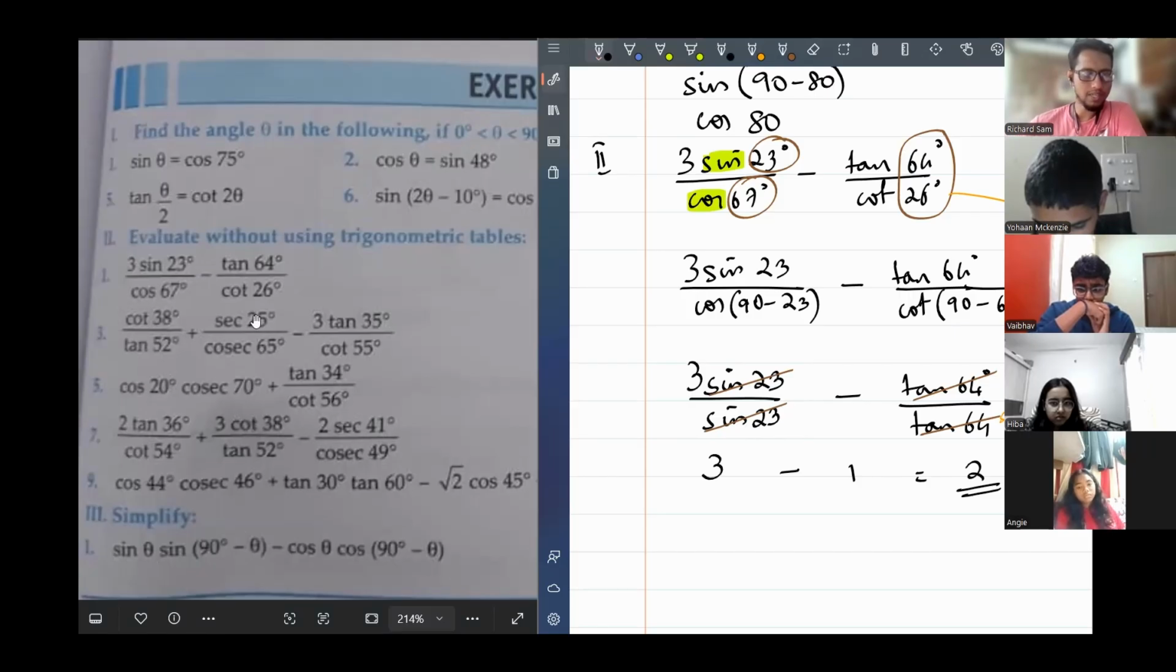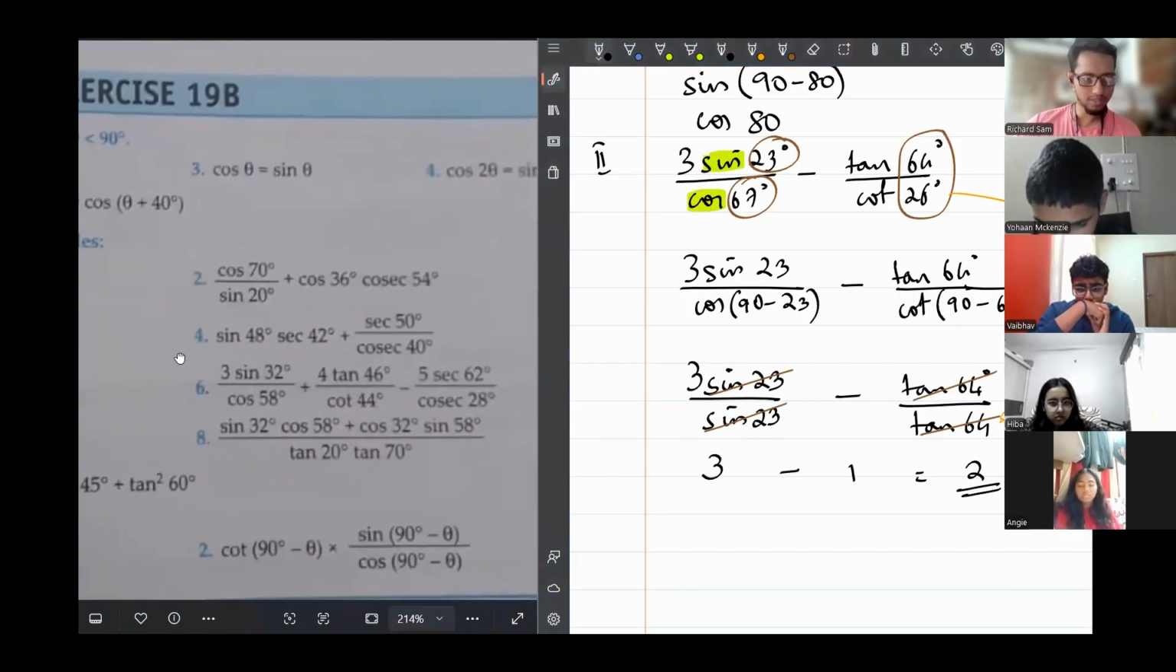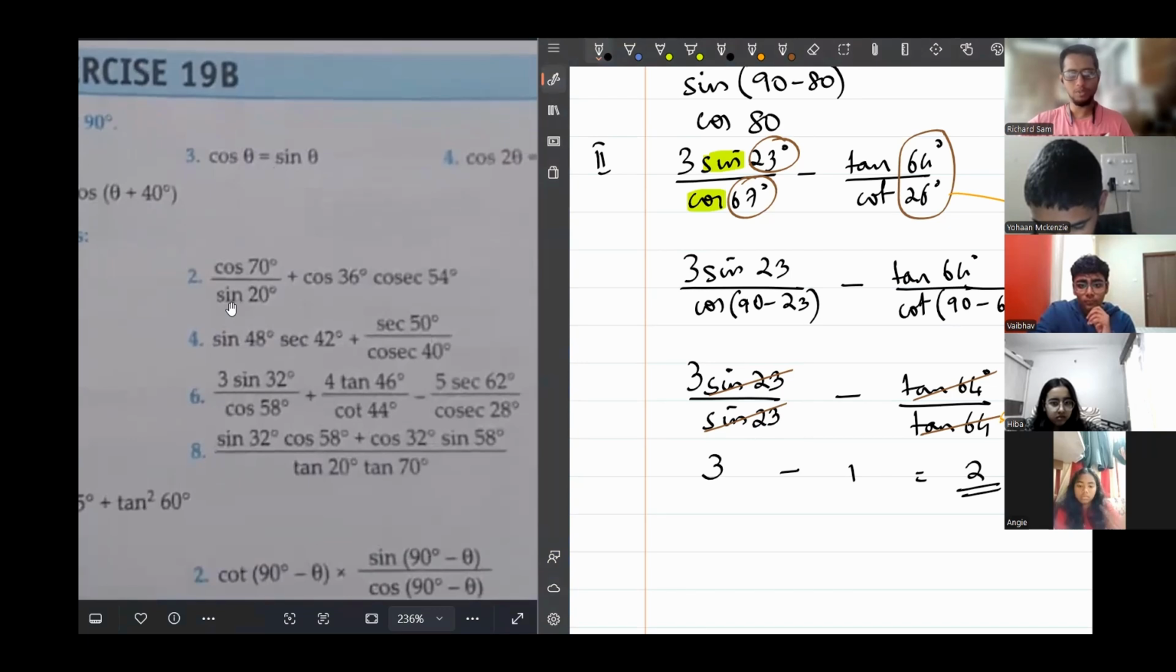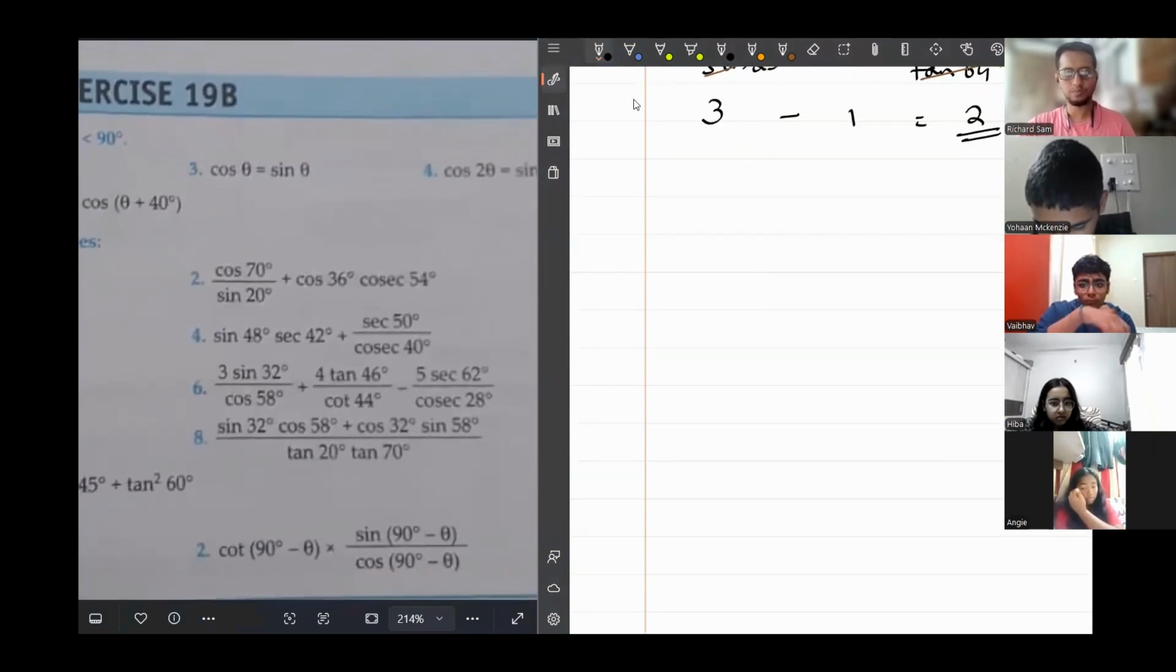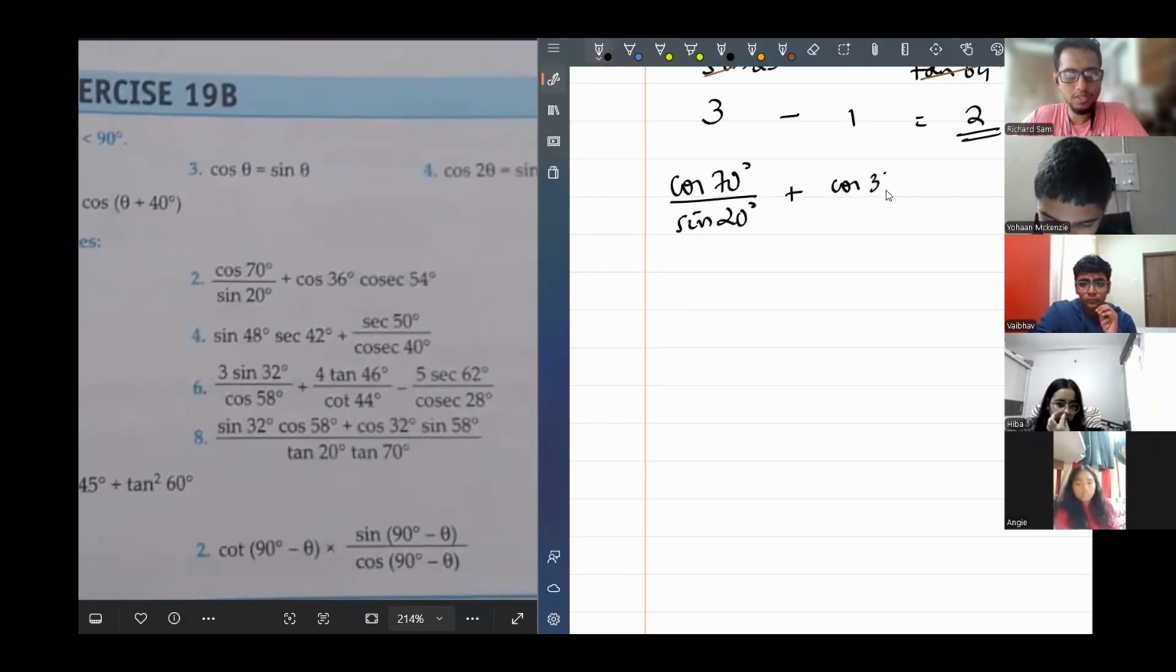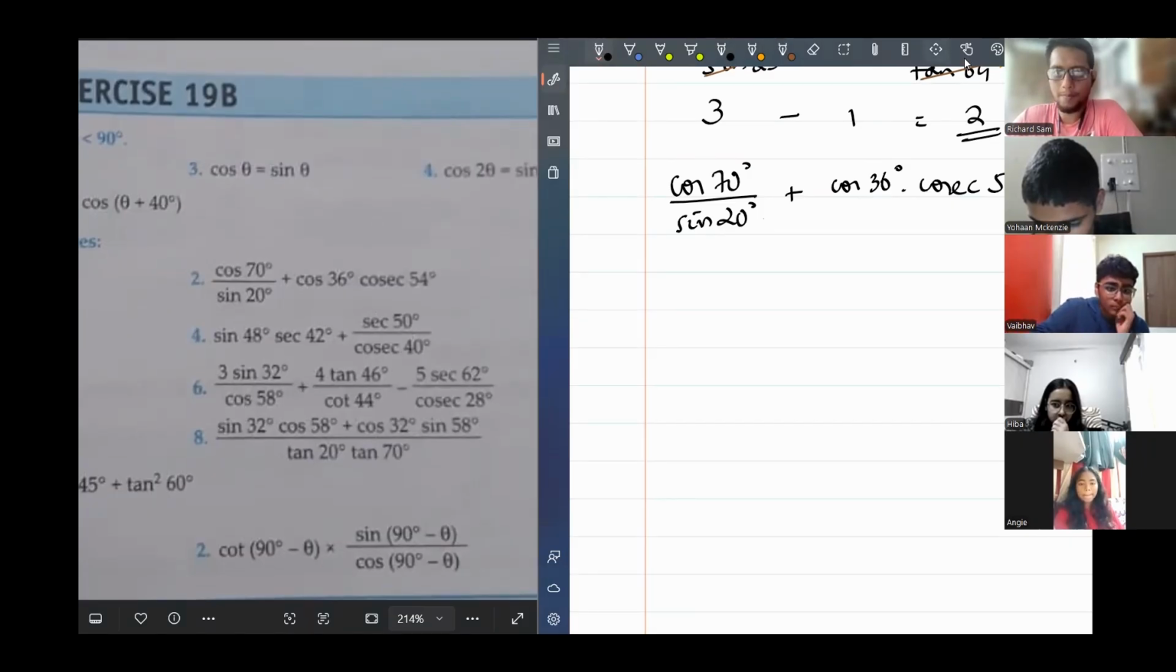Okay. So let's look at the next question. Question number 2. Cos 70 degree upon sine 20 degree plus cos 36 degree into cosec 54 degree. Don't worry about making the function same. Don't worry even if the functions are related to each other. Just focus on making the numbers same. Keep that in mind.